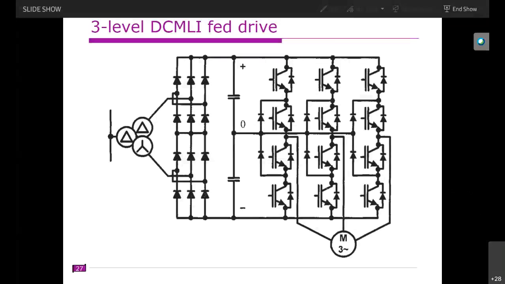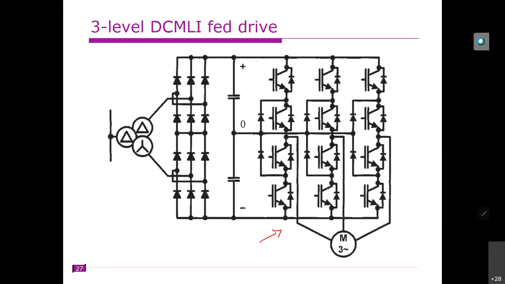Yes, this one. So this is 3 level, right? But the thing is that this is fed from an AC source, and this is fed from a DC source. This is because the application is a motor drive. So continuously this AC is converted to DC here, and this is converted back to AC. So that means this is the DC link, right?